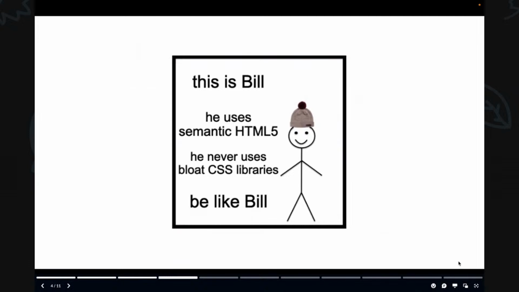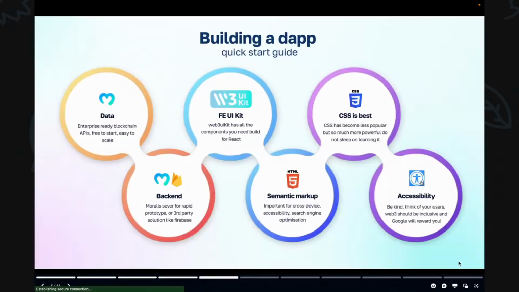So I always like to start with a meme. This is a bit of an oldie, but a goodie for me because my name is Bill. If anyone remembers, this is Bill. Bill always uses semantic HTML5. Bill never uses CSS bloat libraries. You should be like Bill, and you can be a great front-end developer.